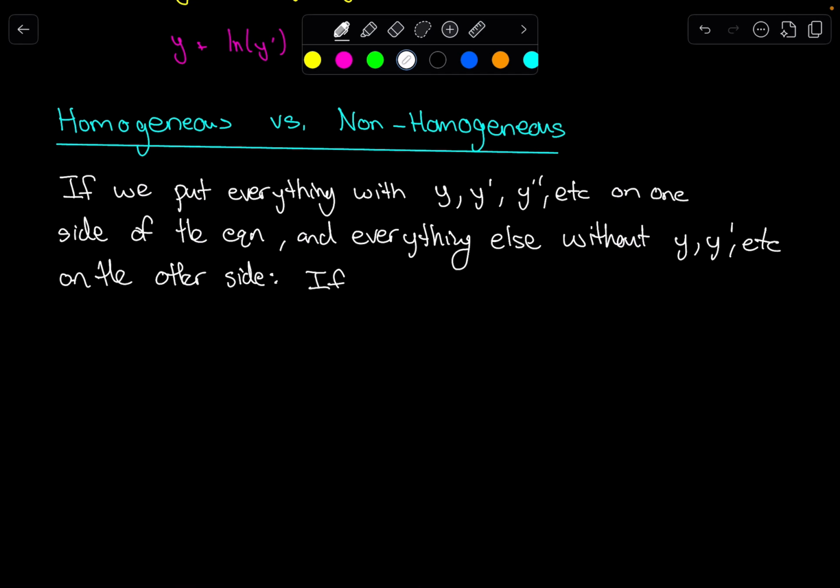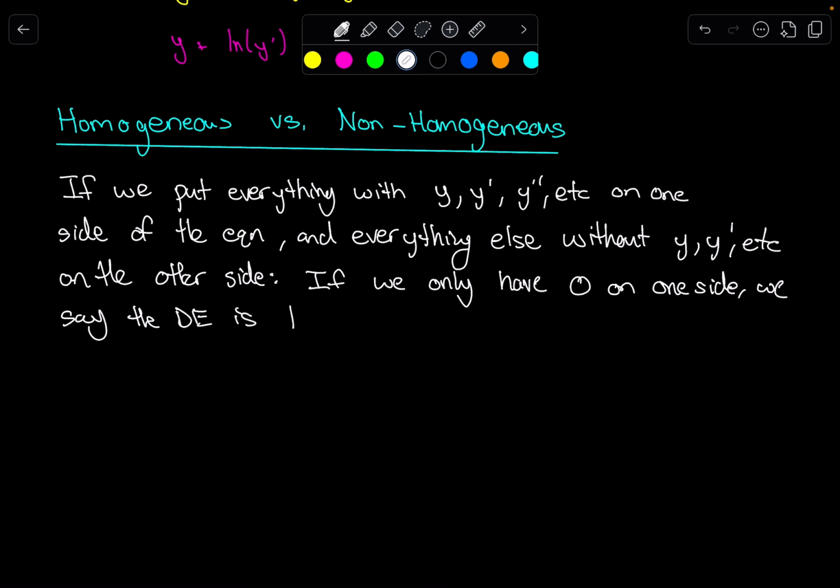If we only have 0 on one side, we say the differential equation is homogeneous. Otherwise, it's non-homogeneous.